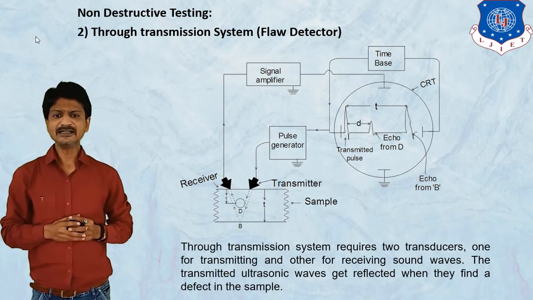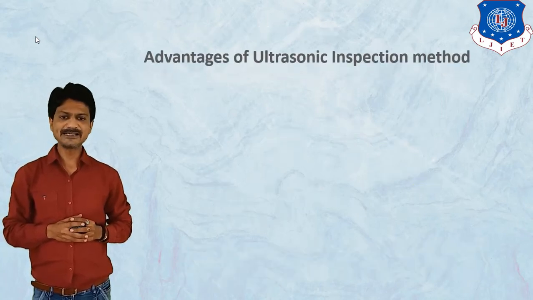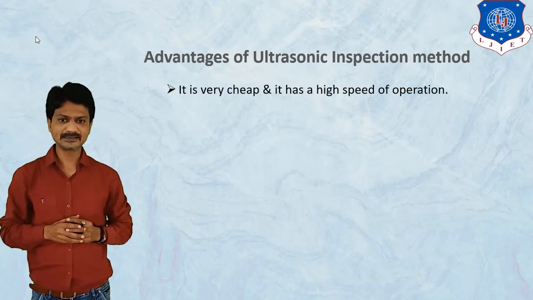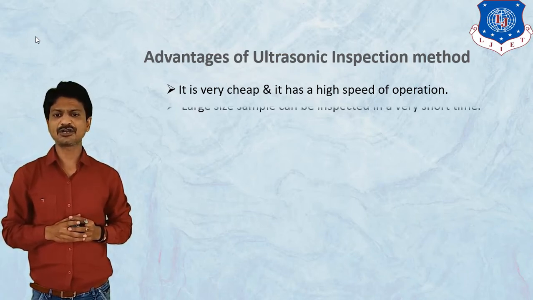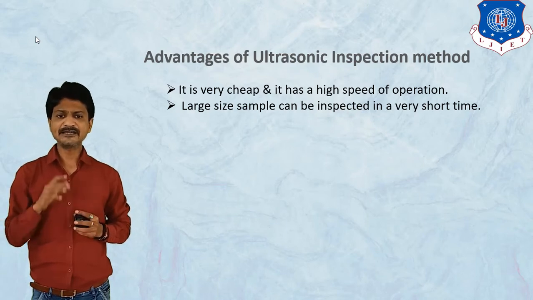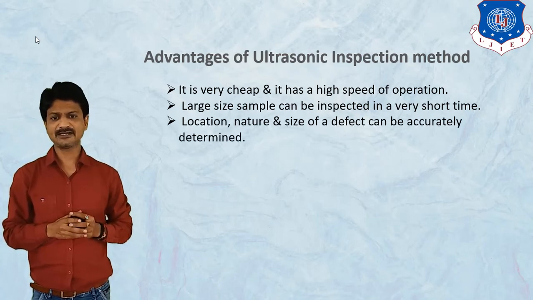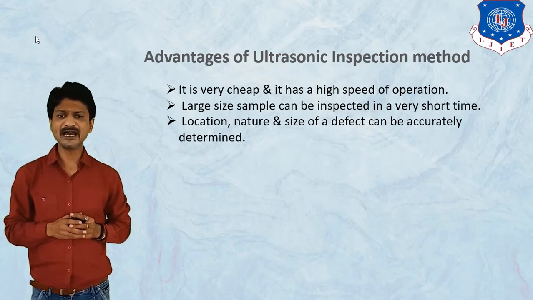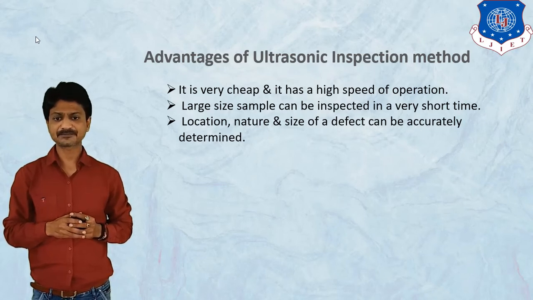Now we will discuss the advantages of the ultrasonic inspection method. First of all, it is very cheap and it has a high speed of operation compared to other methods. Large size samples can be inspected in a very short time. We can determine the location, nature and size of a defect accurately compared to other methods. So these three are the advantages of the ultrasonic inspection method.